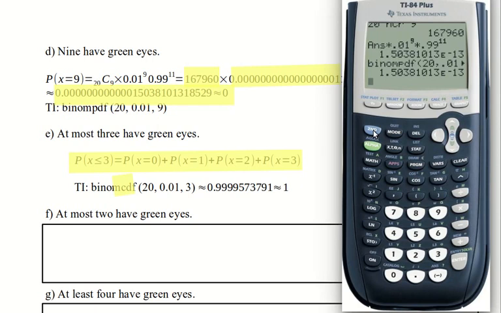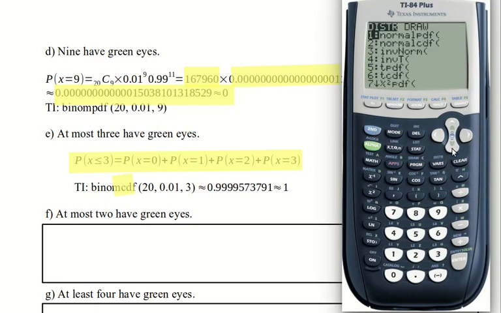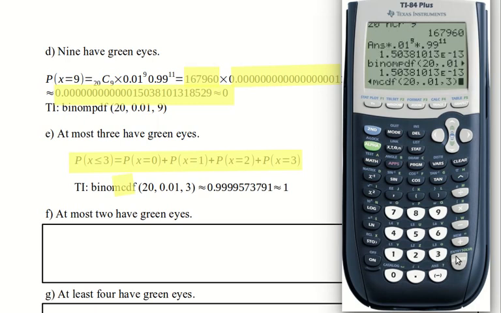So we're going to go into our calculator. We're going to go into the distribution menu. So second vars to get into the distribution menu. We're going to go down to a binomial cumulative distribution function. We're going to say there's still 20 trials. The probability of success is still 1%, so 0.01. We're now interested in up to, at most, 3 successes. So we enter a 3 for the x value, and then we paste that in and press enter.